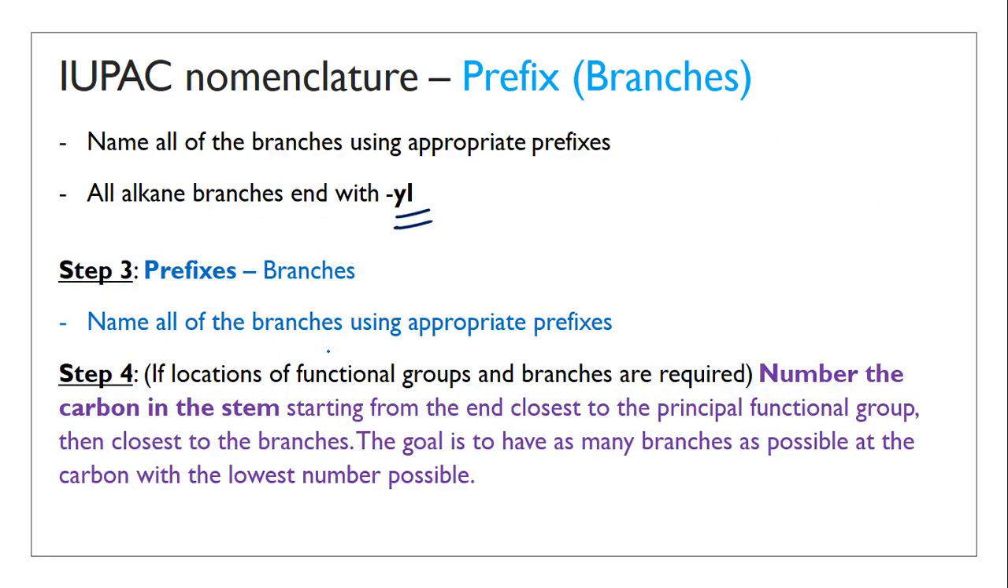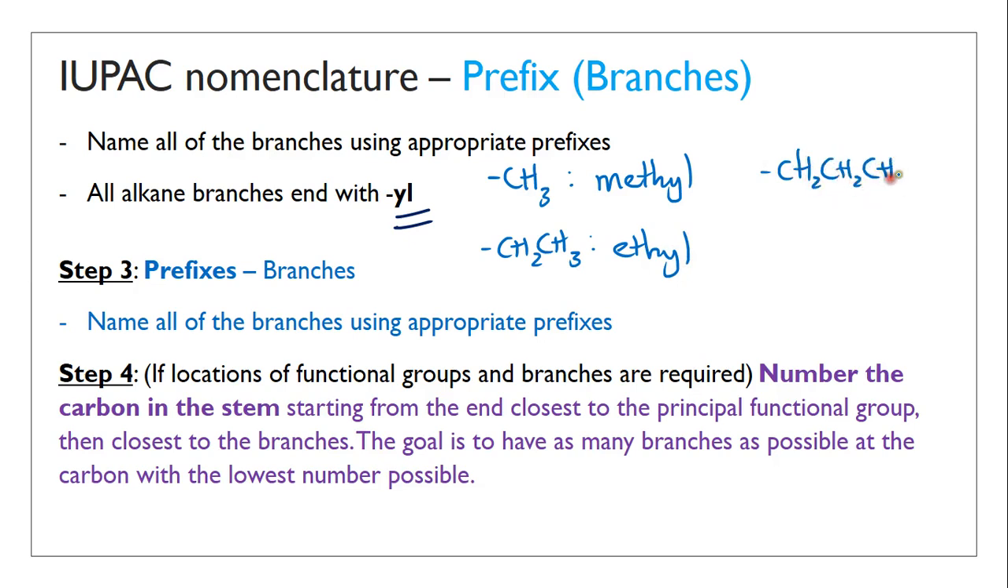So I'm just going to go back to the previous slide and talk about alkane branches. Every alkane branch is going to end with yl, and then you use the same numbering system. So if it's CH3, it's going to be methyl. If it's CH2, CH3, so if there are 2 carbon atoms present in the branch, you're going to call it ethyl. If it's CH2, CH2, CH3, you will call it propyl, and so on and so forth.